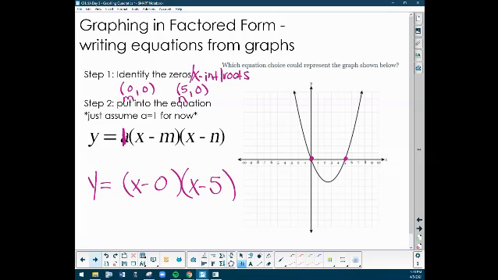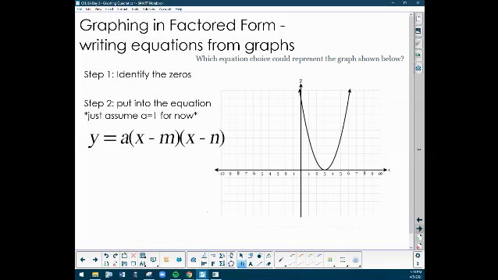Okay. The last step is to think, well, x minus 0 is just x. So what you will probably see on Delta Math is x times x minus 5. Okay, remember, the sign in the formula and the sign of the point are opposite. So the point is positive 5. In the equation, it's negative 5. You should have practiced with that before. These ones are going to be multiple choice, so it should be pretty quick to find the equation that matches.